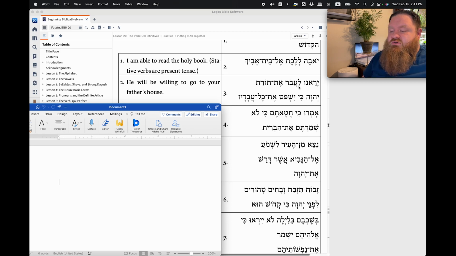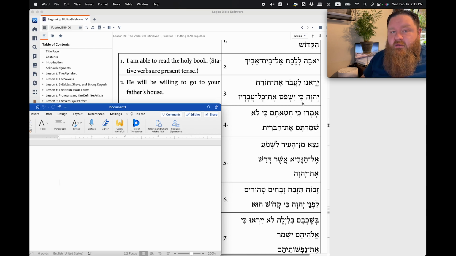And so if avar is to pass through or to go over, I think, or to transgress, then we would have we were afraid to transgress. To transgress what? Et, this is our definite direct object marker. Torat, that indicates the feminine singular construct. So the instruction of Adonai, or the Lord, or Yahweh if you prefer. We were afraid to transgress the instruction of the Lord.